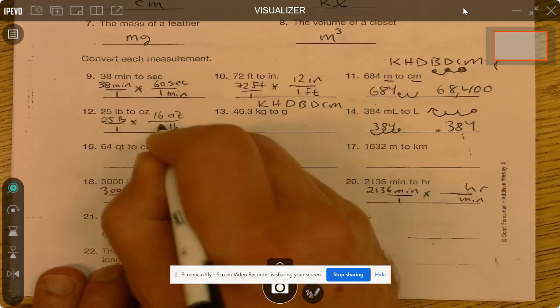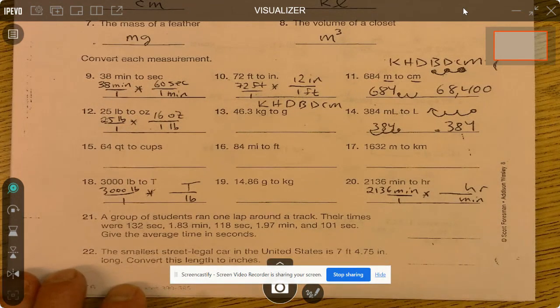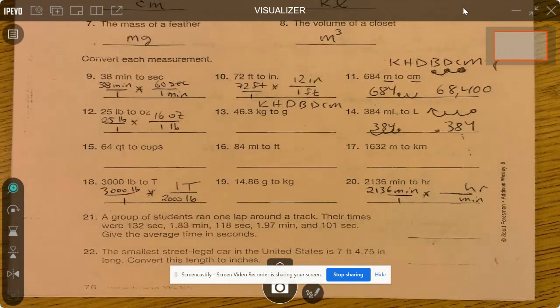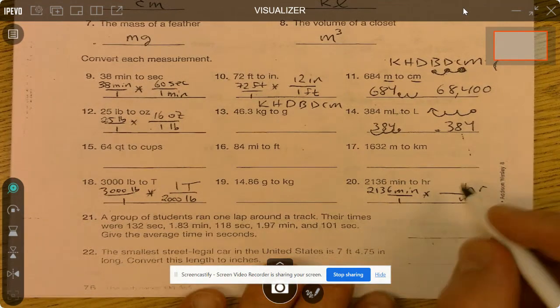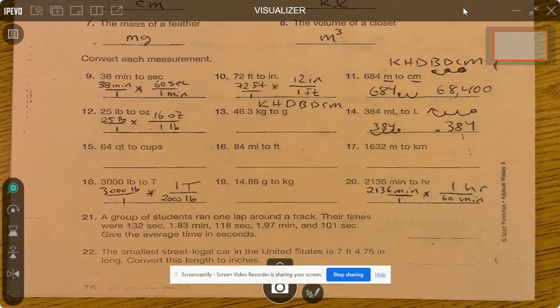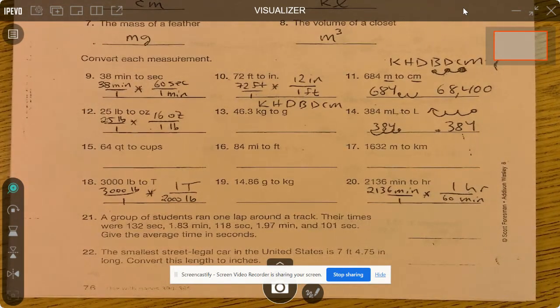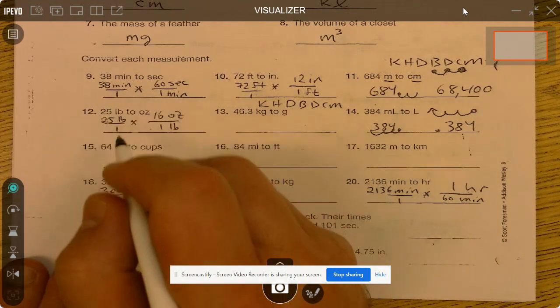There are 16 ounces in 1 pound. This one wasn't on the list, but there are 2,000 pounds in 1 ton, and there are 60 minutes in 1 hour. So the question is, if you have the setup done correctly, you should do the following.